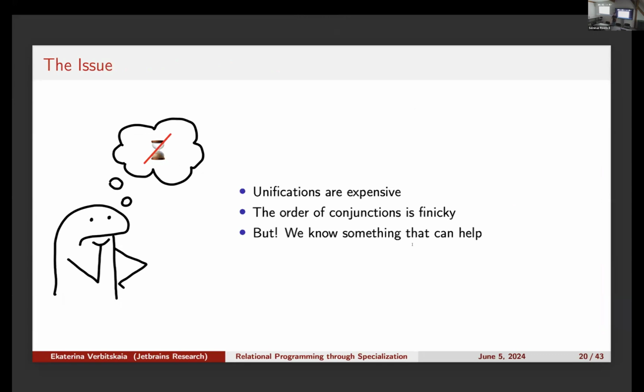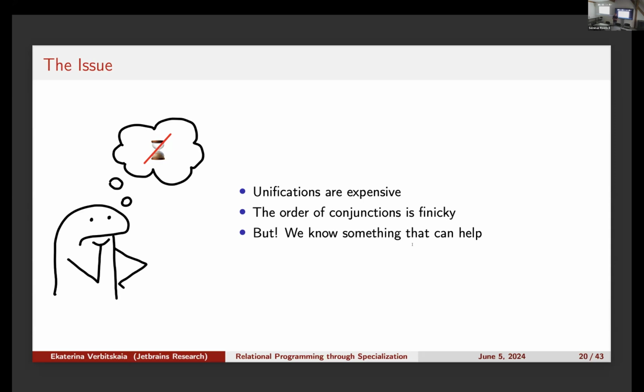There are, of course, several sources of this inefficiency. For example, unifications are expensive. Unfortunately, this operation, fundamental to any logic programming language, cannot be eliminated within the language itself. The other thing which is common in miniKanren is that you need to take specific care to put conjunctions in the order that is good for your program, which defeats the purpose of declarative programming, right? Because now you need to think about how it's going to be executed. You need to think about the details. This is something that we want to avoid at all costs.